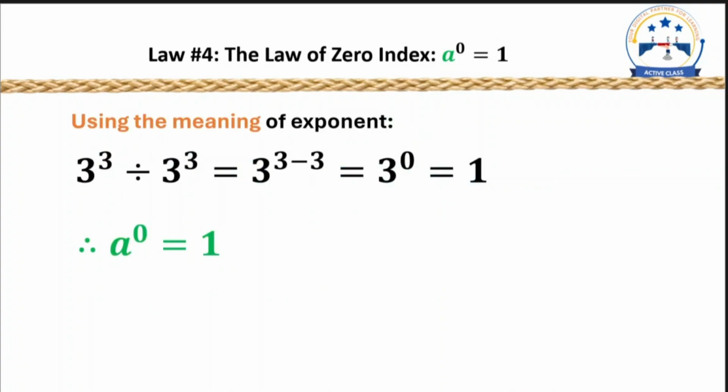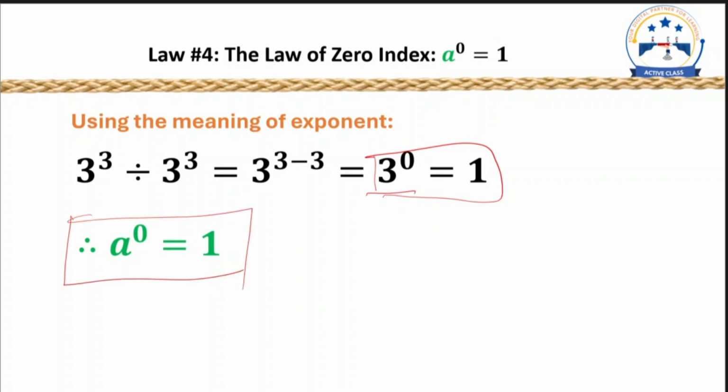So we can write 3 power 0 is equal to 1. It means if we get something power 0, then we'll get the value 1. This is the law of zero index.